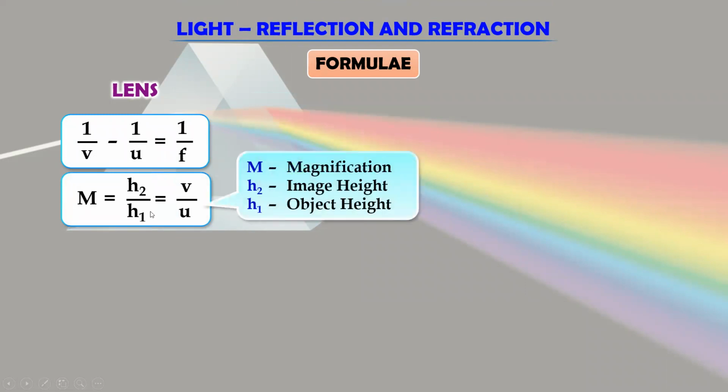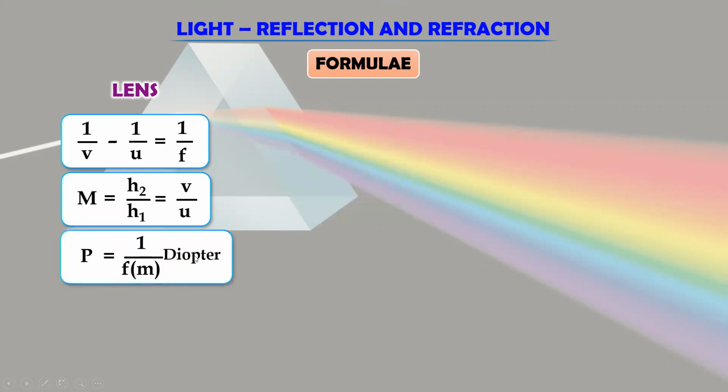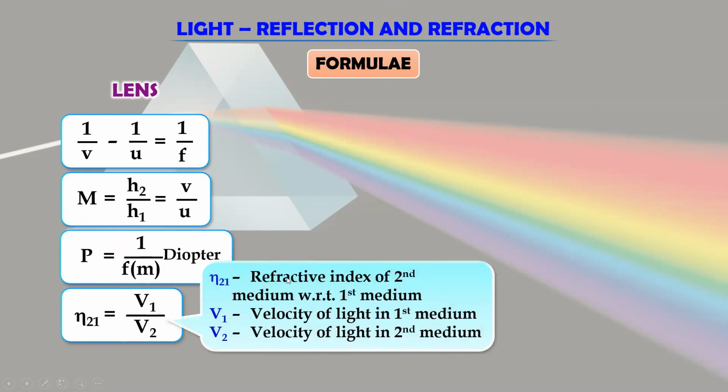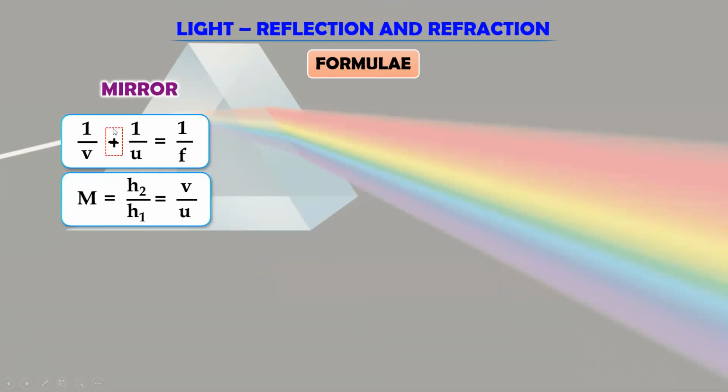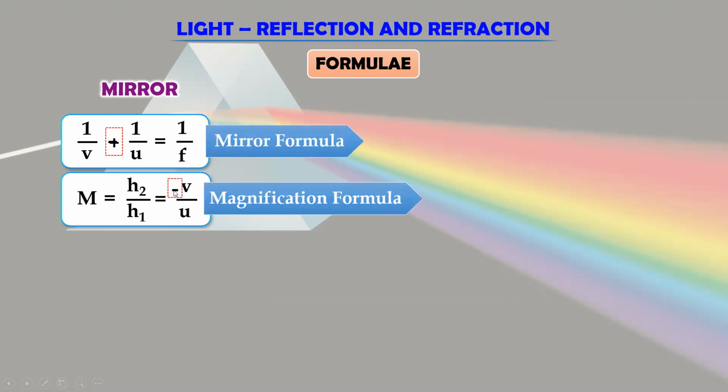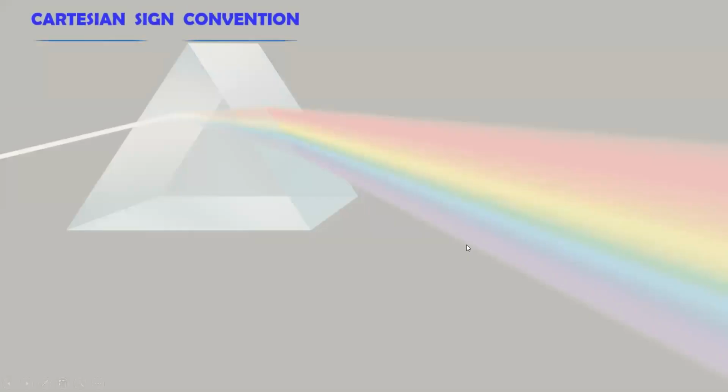Magnification H2 upon H1 is equals to V upon U. This is for lenses. Mirror के लिए क्या change हो जाएगा? Mirror के लिए and we have power का formula, it is 1 upon F. Remember F is focal length. It should be in meters. So power will be in diopters. And refractive index of 2 with respect to 1 will give me V1 upon V2. Refractive index of second medium with respect to 1 is V1 upon V2. Mirror के लिए minus becomes plus और यहाँ पे एक minus sign आ जाता है, change हो जाता है बस. That's it. That's the only change in the formula.